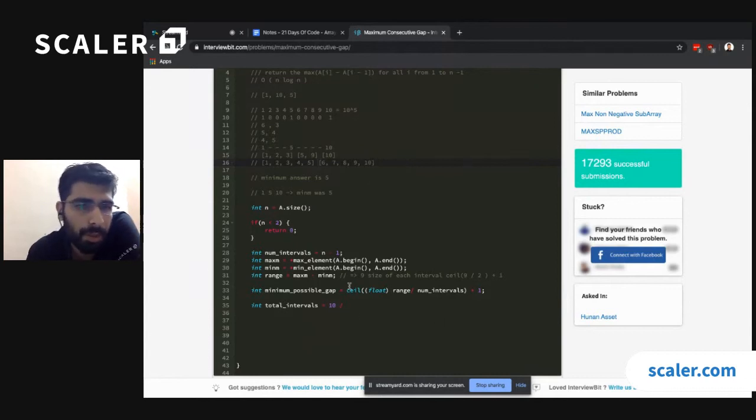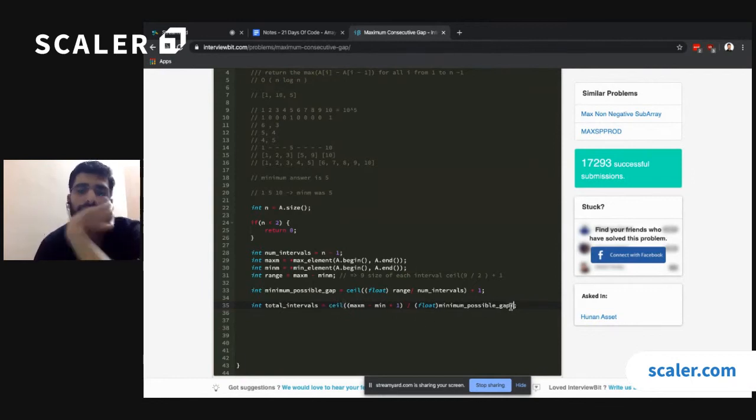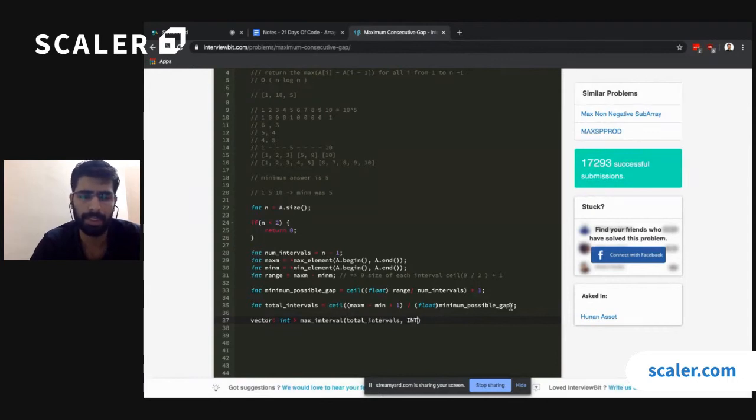This should work. So the total number of intervals will be range, which is maximum minus minimum plus 1, okay, and then upon minimum possible gap, because all the numbers should have been at least at this range, then I take a ceiling of this. First, let me convert this to float, and then let me take a ceiling of this. Okay, suppose I have this as total number of intervals, then I can create a maximum and minimum array of that thing. Vector of n, max interval of size total intervals, and I can initialize it by int min.